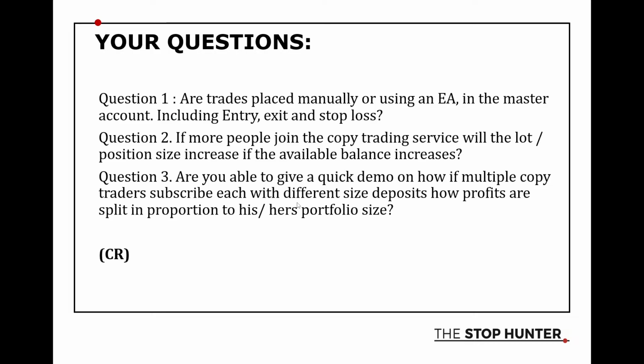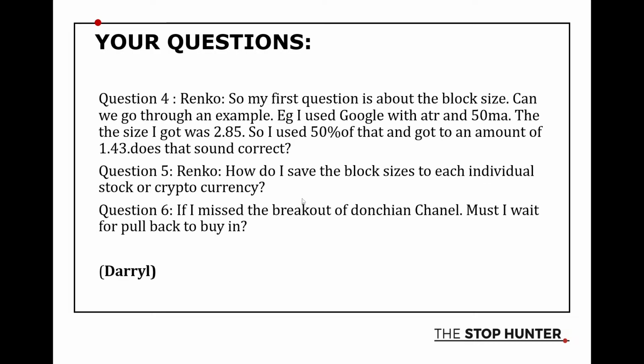So moving on to the next questions, I've got some from Daryl here, and quite heavily Renko focused this month. Question 4, block size. Can we go through an example? I used Google with ATR and 50 moving average. The size I got was 2.85, so I used 50% of that and got an amount of 1.43. Does that sound correct? Well, Daryl, it really comes down to what you're trying to achieve from your strategy.